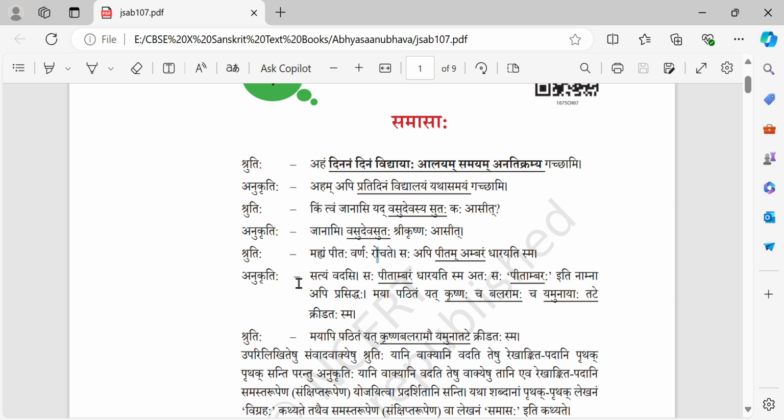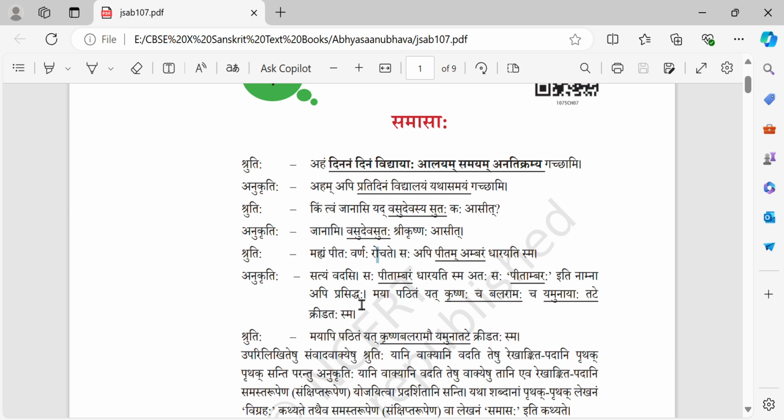Shrutihi: Mahyam pitaha varnaha rochate. Saha api pitam ambaram dharayati sma. Pitam Ambaram, yellow cloth, yellow silk cloth. Now, two words are there. Now, in the next line, see how the words get transformed into one word. It is combined into one word.